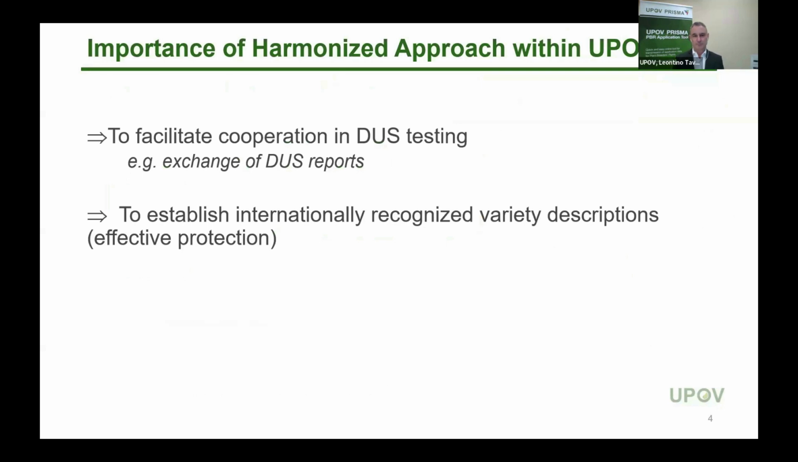The main benefit of UPOV is cooperation. And cooperation is enabled on the basis of a harmonized approach for conducting examination of distinctness, uniformity, and stability. This is what enables cooperation, and in particular the exchange of test reports. Also, that is linked to the strength of the UPOV system, where it generates variety descriptions at the end of the DUS examination that are internationally recognized.